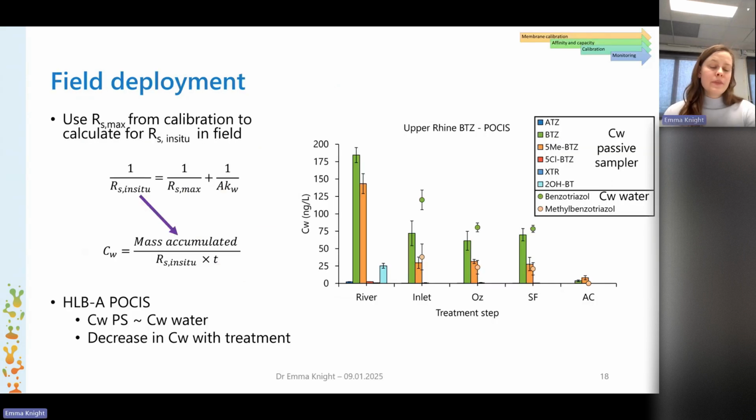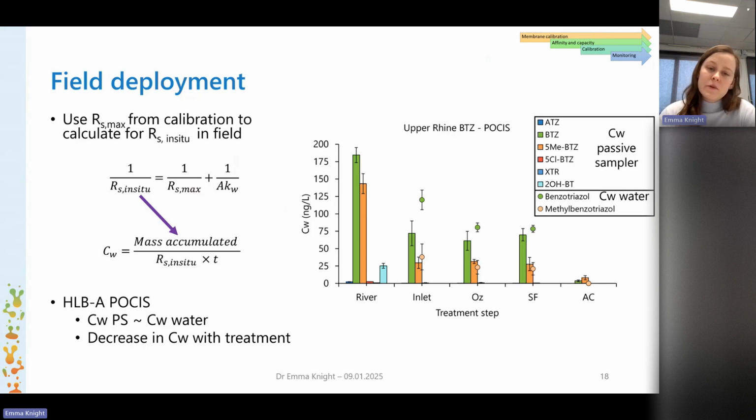So at field deployment, we use the RS max that we calculated from the calibration experiment, plus the field data of the surface area of the sampler, times the water boundary layer that we got from our PRCs. And we calculate RS in situ in the field. When we plug that into the mass accumulated divided by the RS that we've just calculated times our 21 days, we get a concentration in the water from the passive sampler.